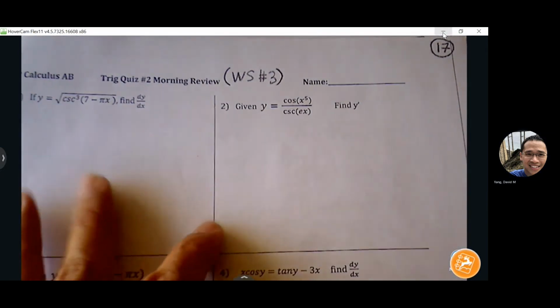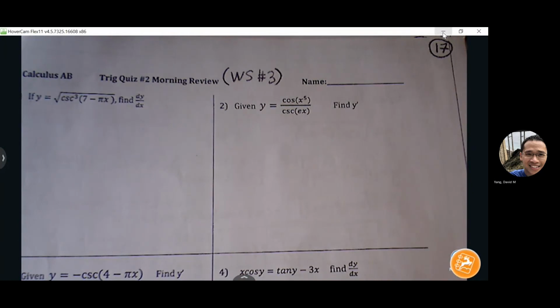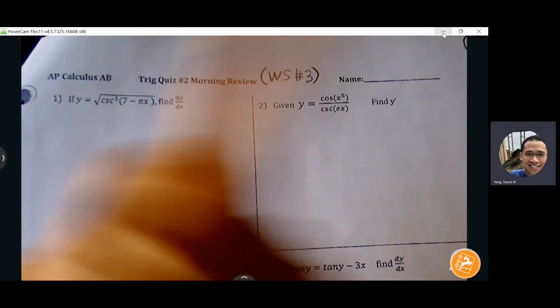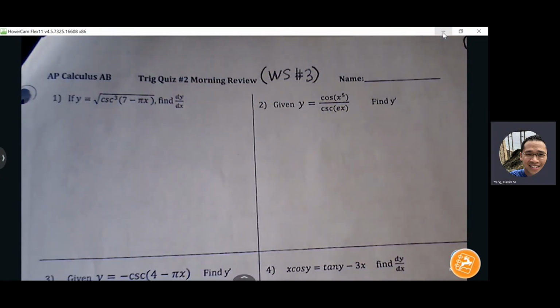So page 17. Okay, so number 1. Before we start the problem in terms of starting with our derivative process, what should we do first that will help us out visually? Yeah, let's rewrite it. Yeah, rewrite it with brackets. So bracket raised to what power?